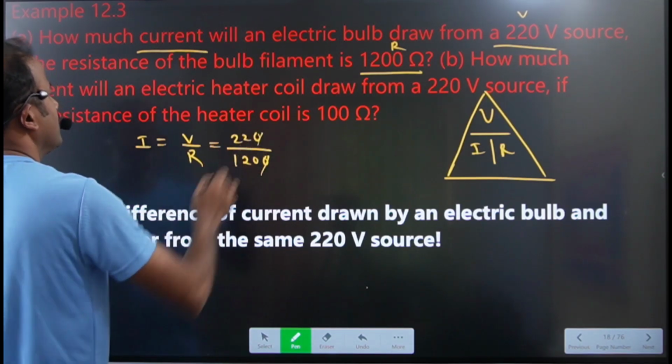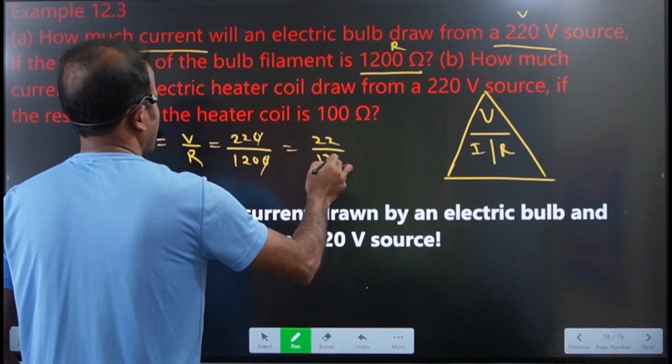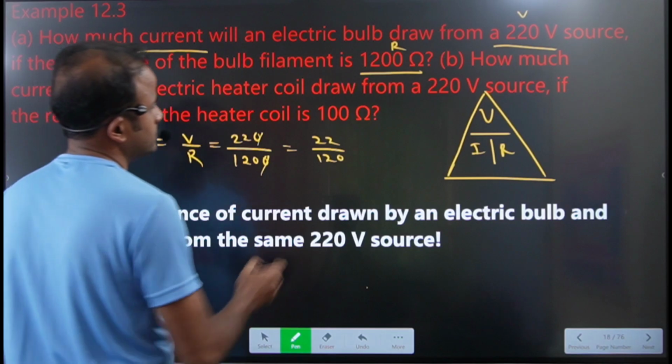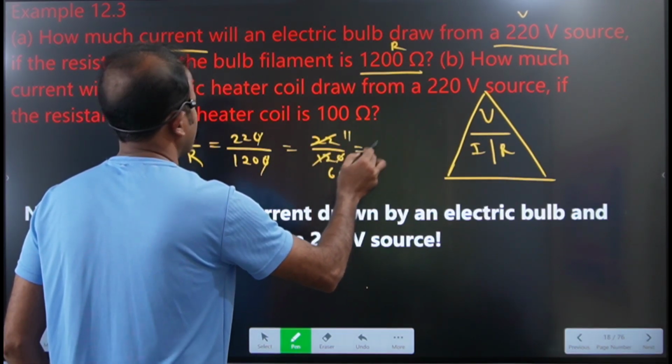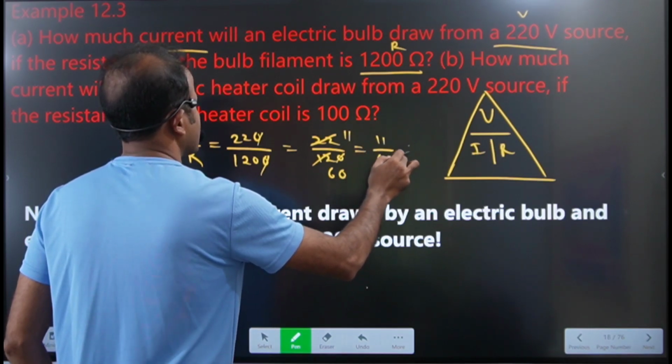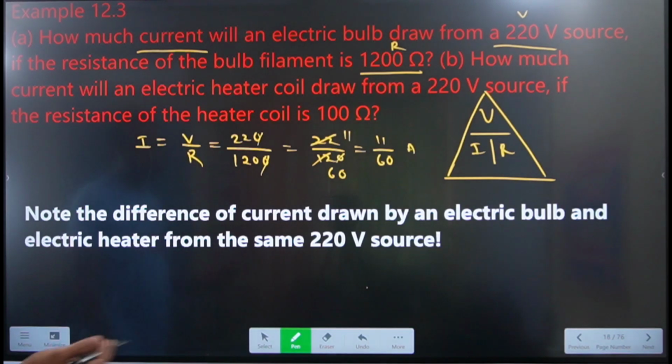When you do this, you will get 22 by 120, right? Using the 2 table, 2 sixes are 12, 2 times 11 is 22, and the answer is 11 by 60 amperes. If you divide, you will get the value in decimals. Okay, 11 by 60 amperes.